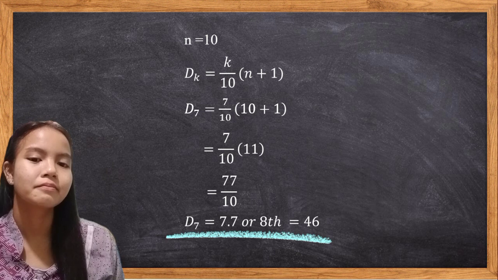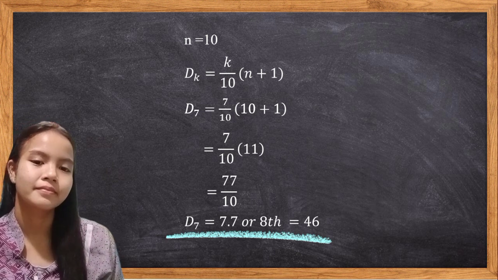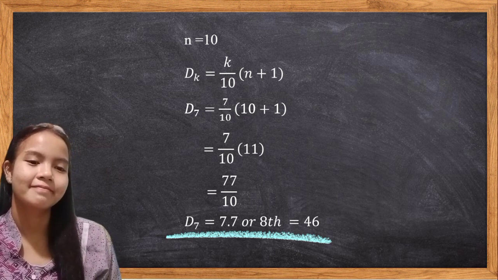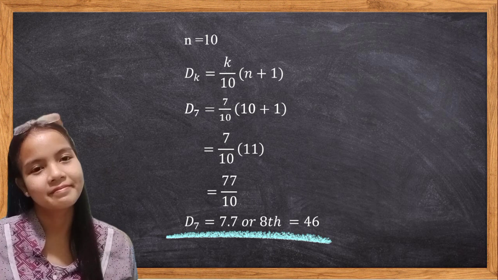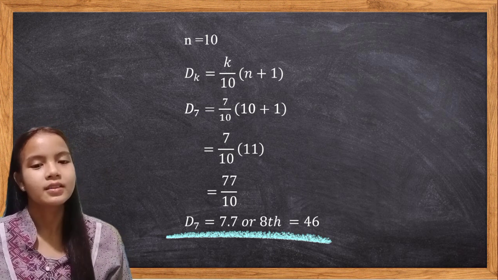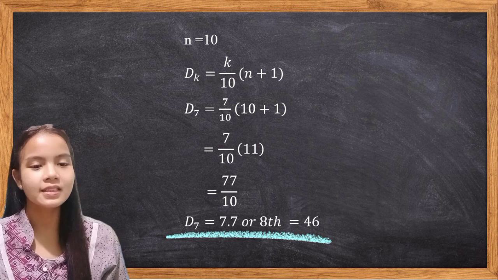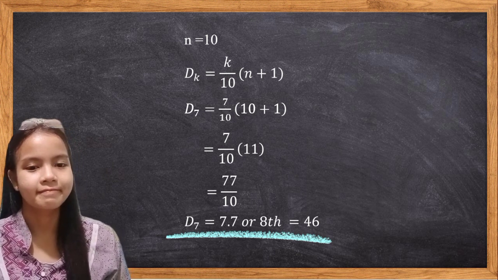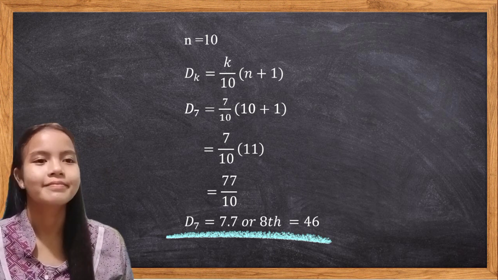So in getting decile 7, n is equal to 10. We need to use the formula again. Decile 7, or d sub 7, is equal to 7 over 10 times 10 plus 1, which is equal to 7 over 10 times 11. It will become 77 over 10. So d sub 7 is equal to 7.7, or the 8th position, which is equal to 48.